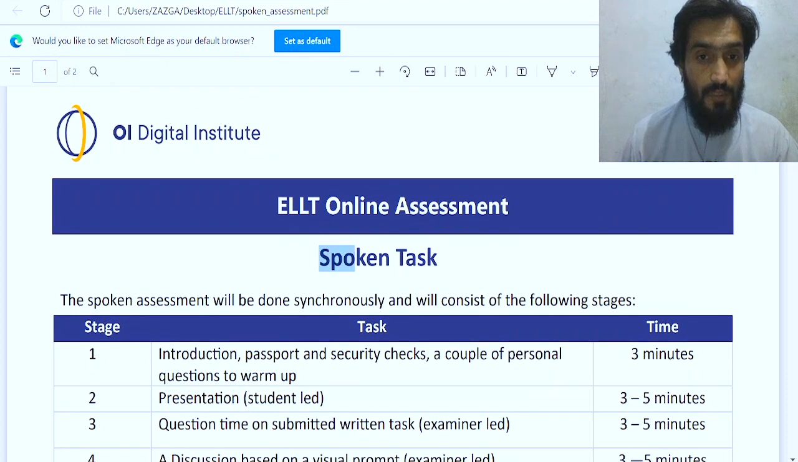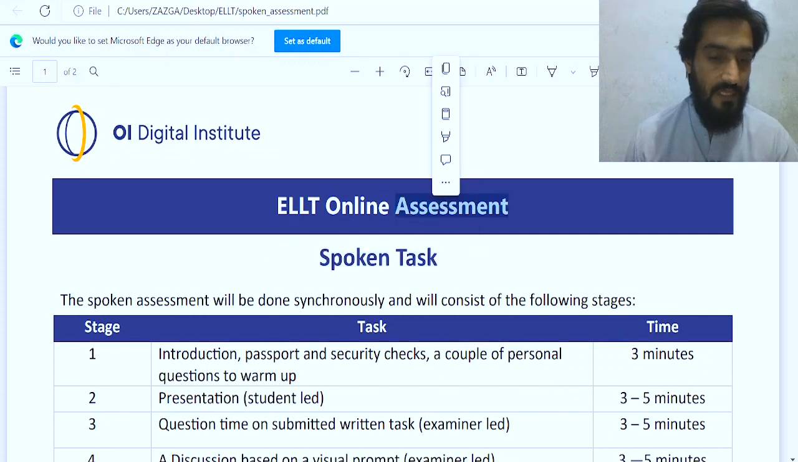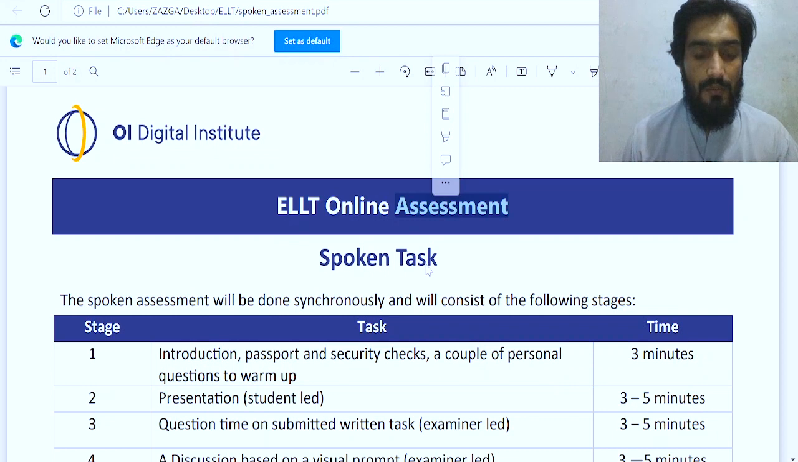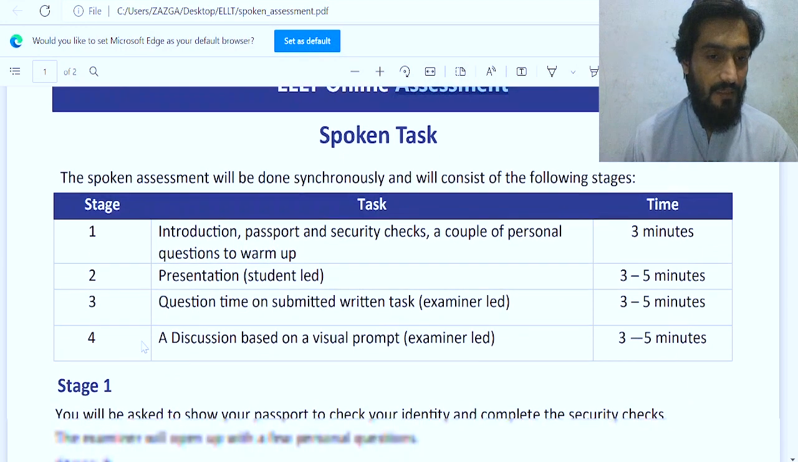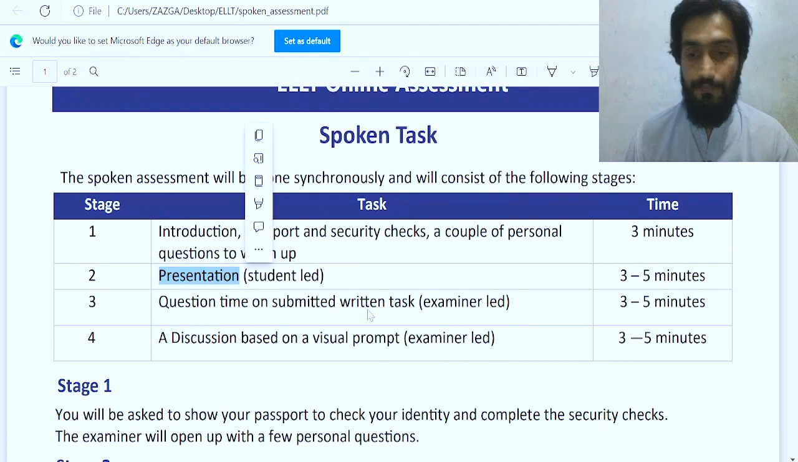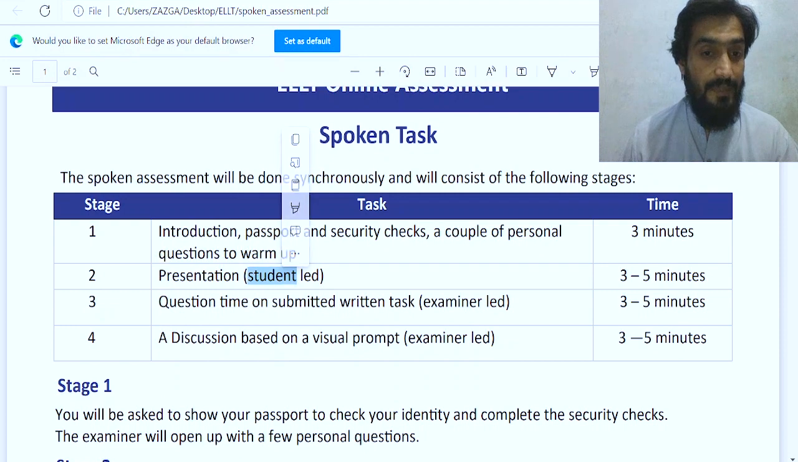So this is a spoken task, or you can also call it presentation. Normally they call them presentation, about which you have to talk from 3 to 5 minutes. Look at this, stage 2. Okay, this is called presentation, and it depends on the student.